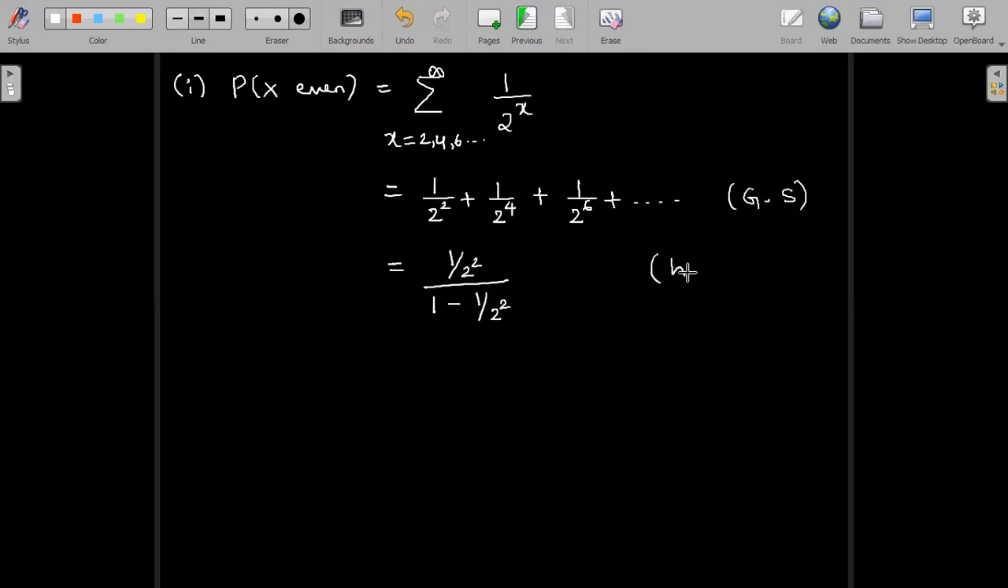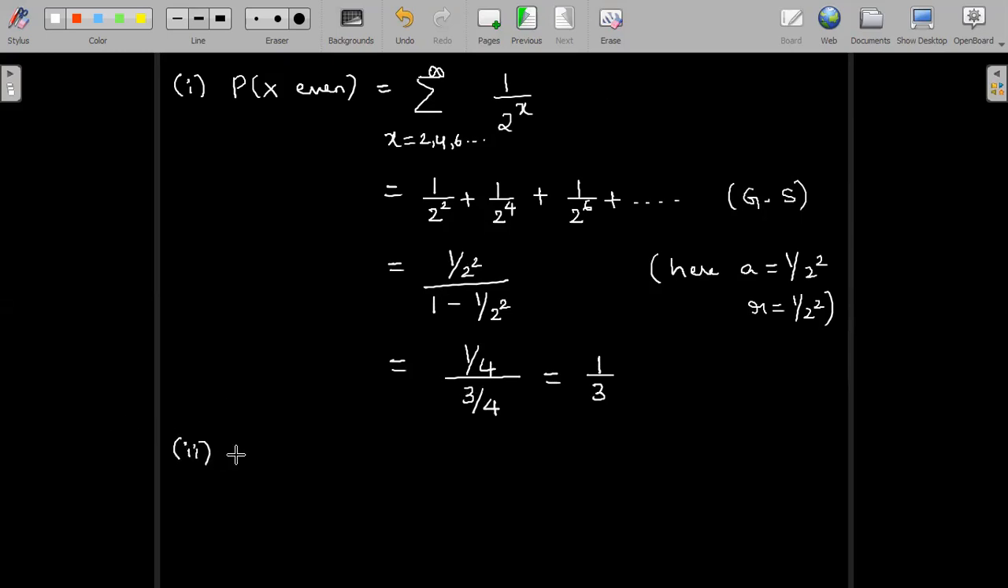So here A is equal to 1 by 2 square. R value is also equal to 1 by 2 square. So that's how I get this. So I have 1 by 4 divided by 1 minus 1 by 4, which is 3 by 4. So the answer in this case is 1 by 3. This was similar to the previous one. That's why I did it very directly, not elaborating too much.